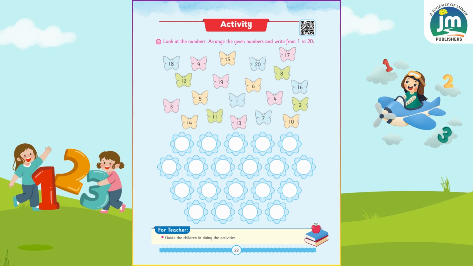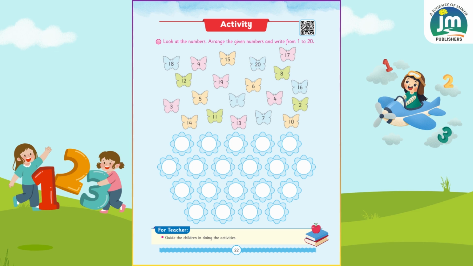So let's start with me, students. Say with me 1, 2, 3, 4, 5, 6. 6 के बाद 7, 7 के बाद 8, 8 के बाद 9, 10, 11, 12. Very good, students. Very good. 13, 14, 15, 16, 17, 18, 19 and 20. Very good, students. Very good.